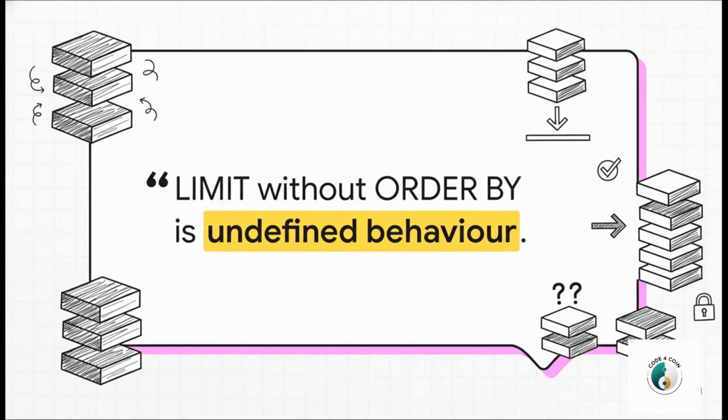And here it is. This is probably the most important thing to remember. Limit without order by is what we call undefined behavior. Without order by, the database makes 0 promises about the order of the rows. So if you ask for limit 5, you might get one set of 5 rows today and a completely different set tomorrow. It is a recipe for very confusing bugs. Always, always, always use order by with limit.